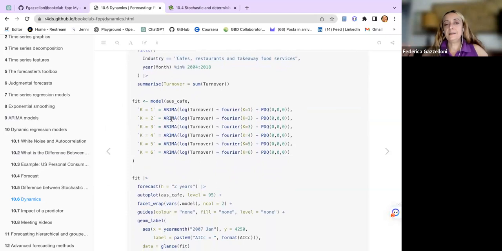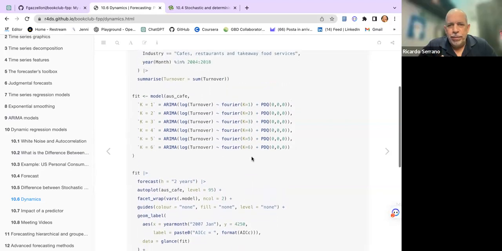So what's happened here is that we apply this K variable with different values from 1 to 6. Obviously, this data set requires a bit of data adjustments. So there is a transformation with the log, but basically the dynamics is this bit here: the Fourier transformation with different K values.